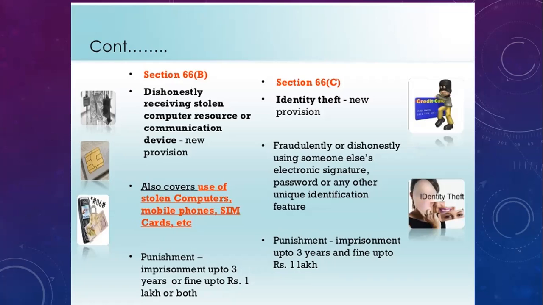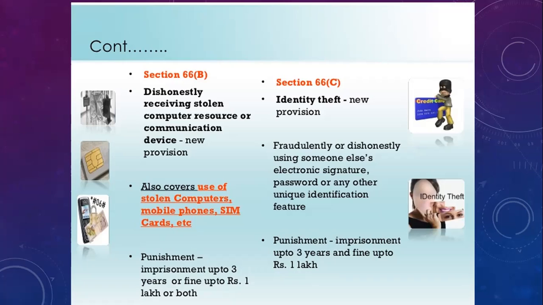But if you dishonestly try to receive any stolen computer resource or communication device, then you are punishable under 66B. Whomsoever dishonestly receives or retains any stolen computer resource or communication device, knowingly or having reason to believe it to be stolen, shall be punished with imprisonment for a term which may extend up to 3 years, or with a fine which may extend up to rupees 1 lakh, or both. So that comes under 66B.